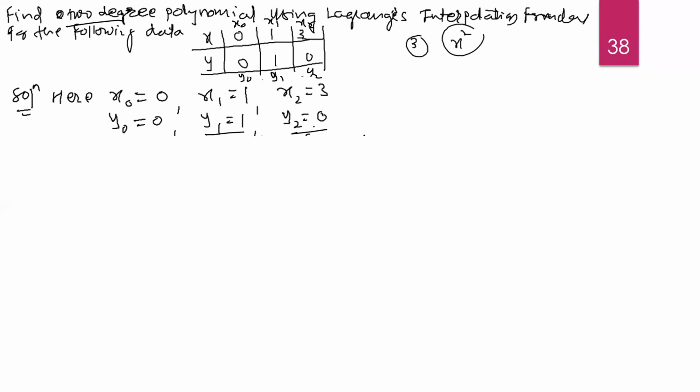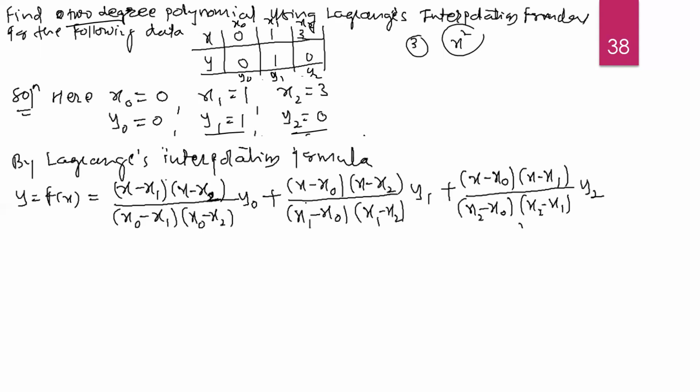See, in the general formula, we have seen that if there are n plus 1 points, then there are n plus 1 terms. So here, with 3 points, there are 3 terms. Let us see how the 3 terms look.